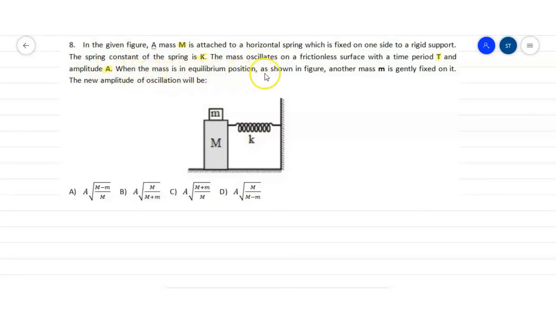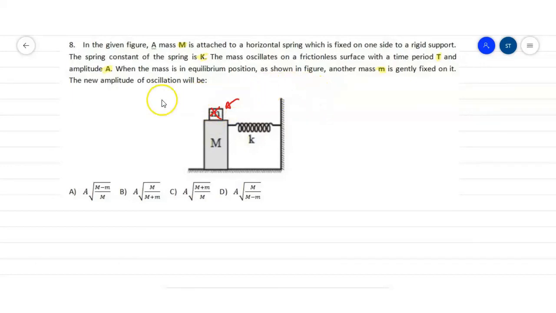When the mass is in equilibrium position as shown in the figure, another mass of small m is gently fixed on it. The new amplitude of oscillation will be? So here initially only block capital M is there. Now we have added this block small m. What will be the final amplitude?